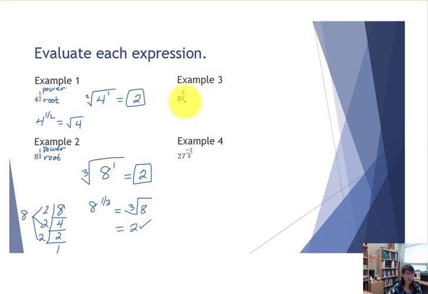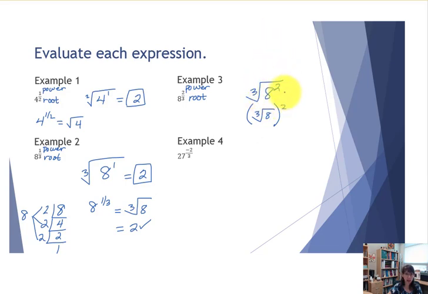In example 3, we have 8 raised to the 2/3. So 2 is the power and 3 is the root. 8 is raised to the power of 2, and we're looking for the cube root. So there's one way to write it, or we could take the root first and then raise it to the power. Either way, we should end up with the same answer.